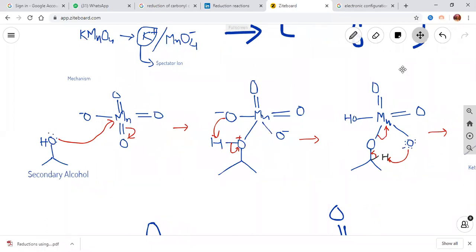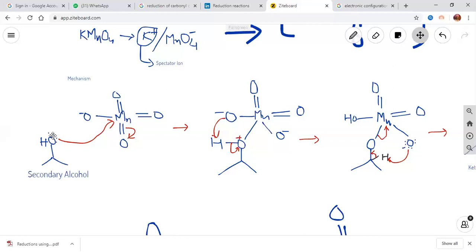See, this is our manganese oxide. This is our secondary alcohol. In this manganese oxide, this double bond, the pi bond, collapses and goes to the oxygen. You can see here the oxygen. This becomes a positive center.